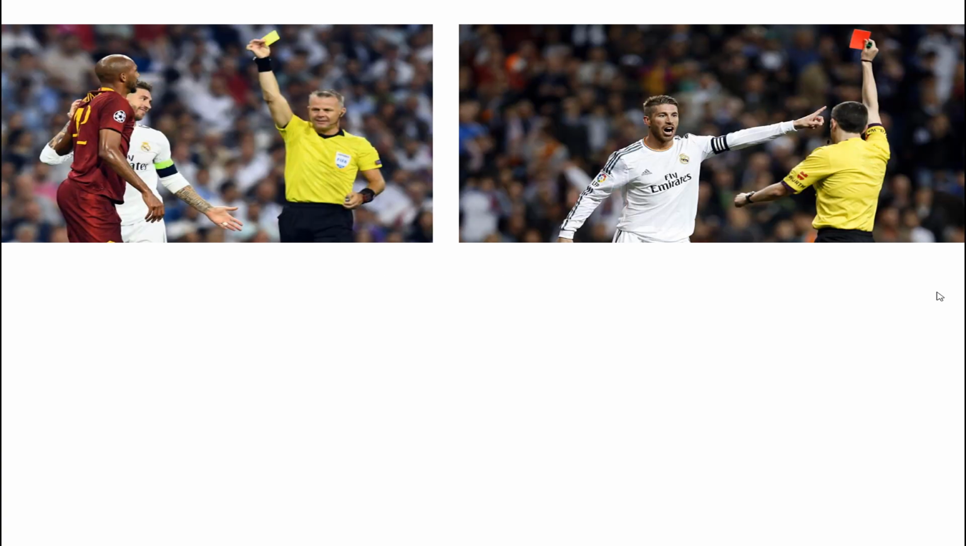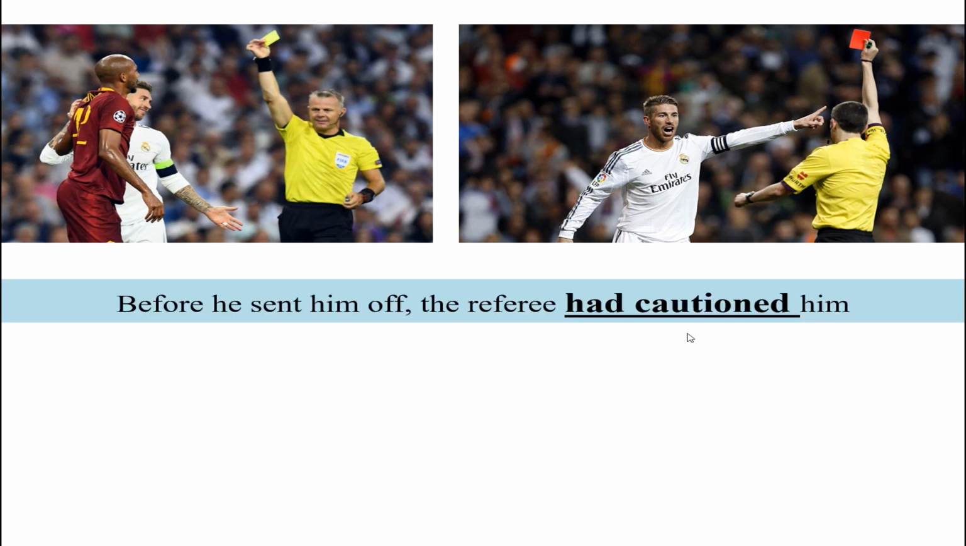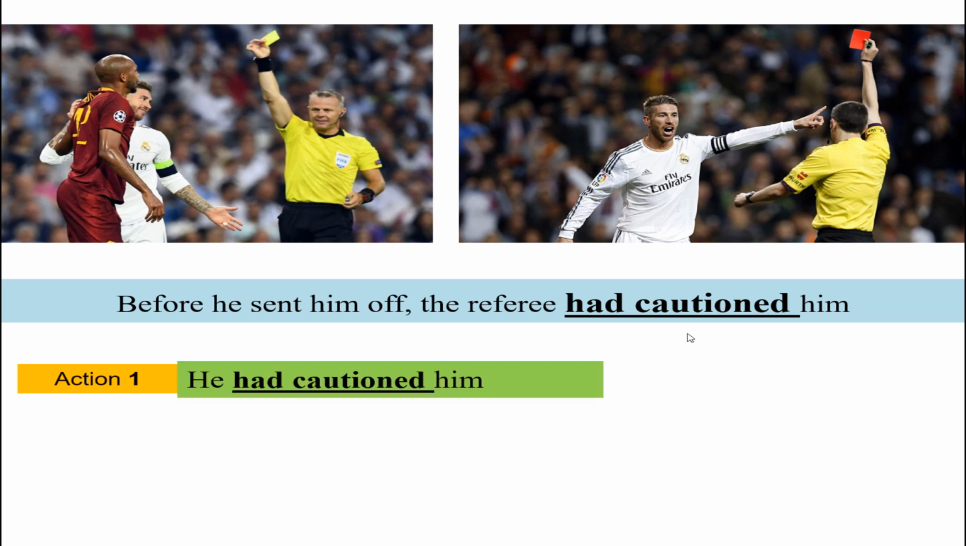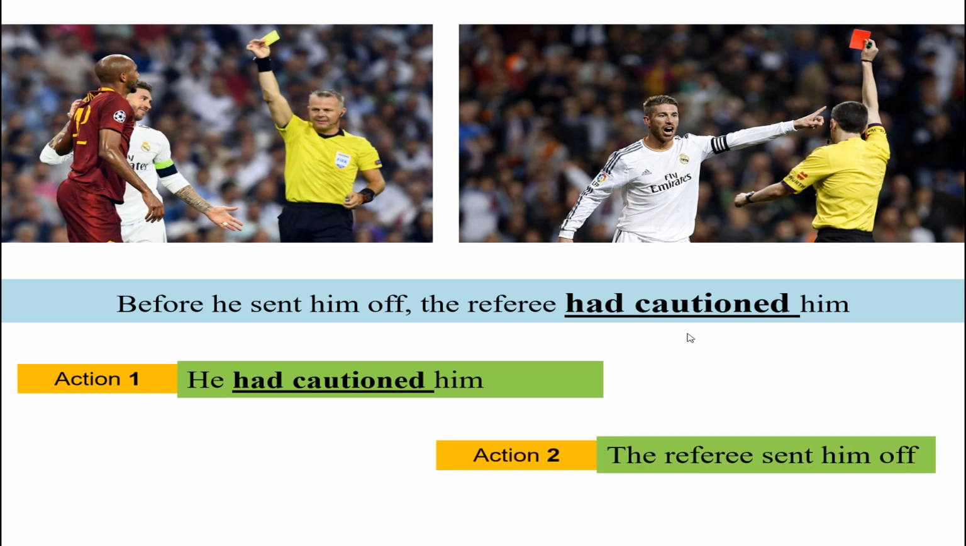Example 4. Here too we have two pictures. I am sure you're familiar with this famous football player. Yeah, Ramos. Let's read the example so that we can understand. Before he sent him off, the referee had cautioned him. So action 1, he had cautioned him, which means he warned him before he sent him off. So he had cautioned him, then the referee sent him off.